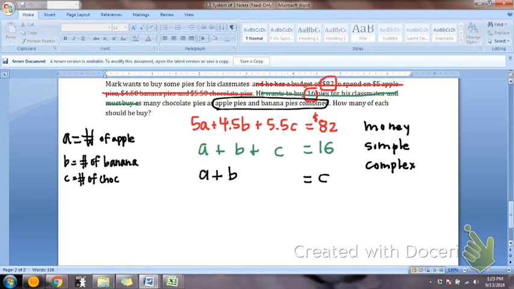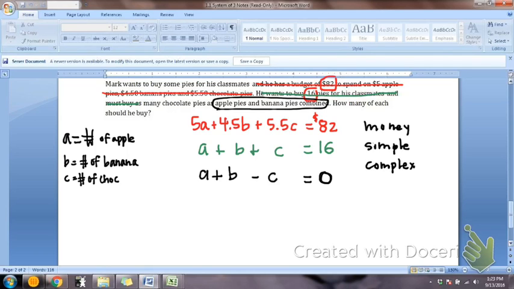However, this does not look like the rest of them, right? Because chocolate's on the other side. How can I move chocolate back over to A and B? How can I move C over there to A and B? Good, subtract C. So I'm actually going to subtract C and put it right in there. And if I subtract C, what does that give me on the right side? Good, I heard someone say it. Zero. And now I have three equations that I can work on.